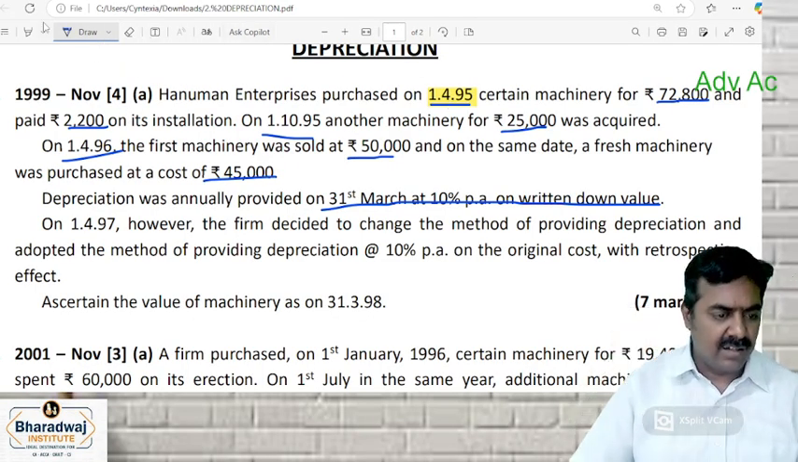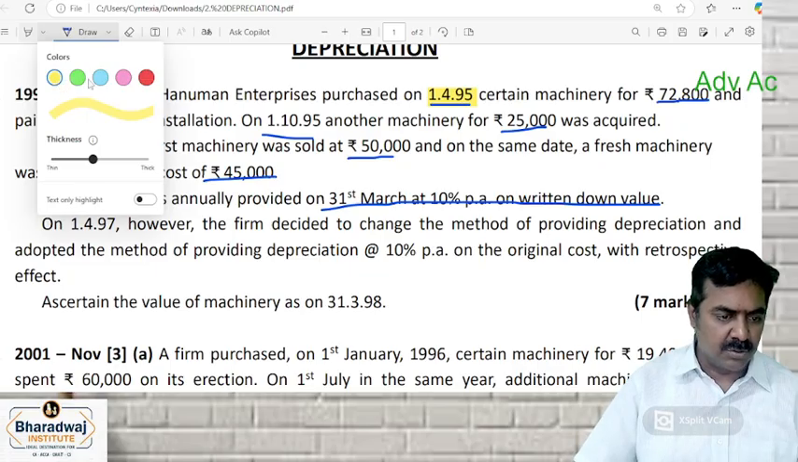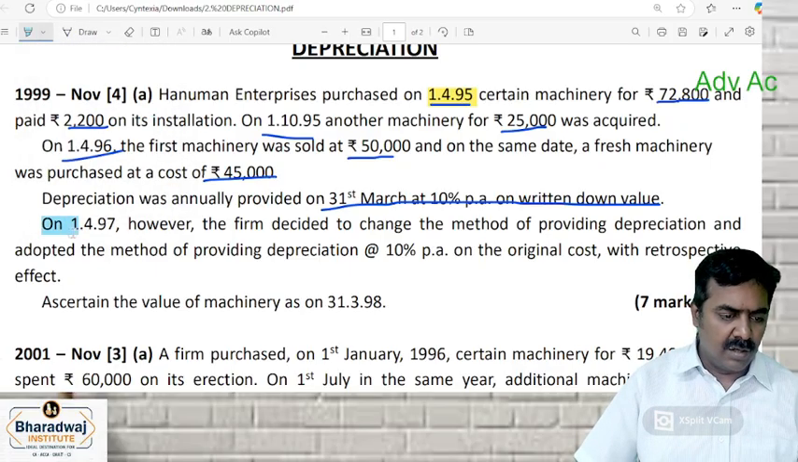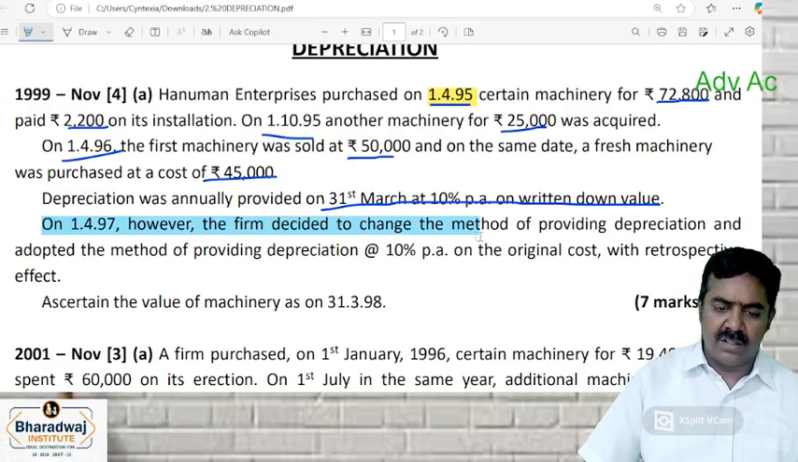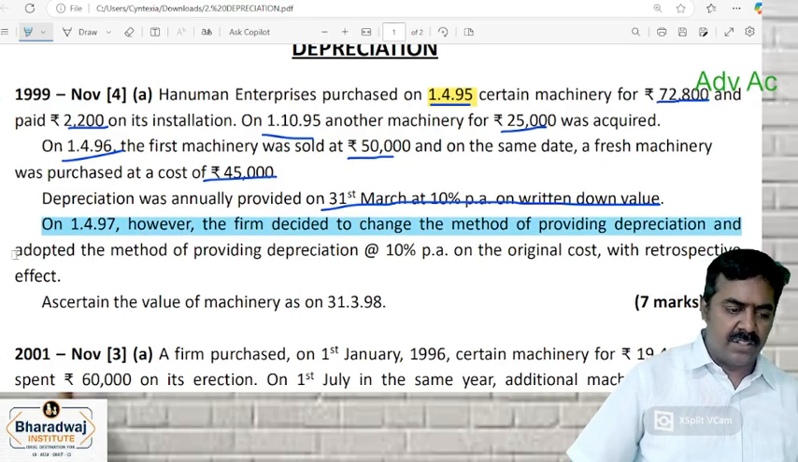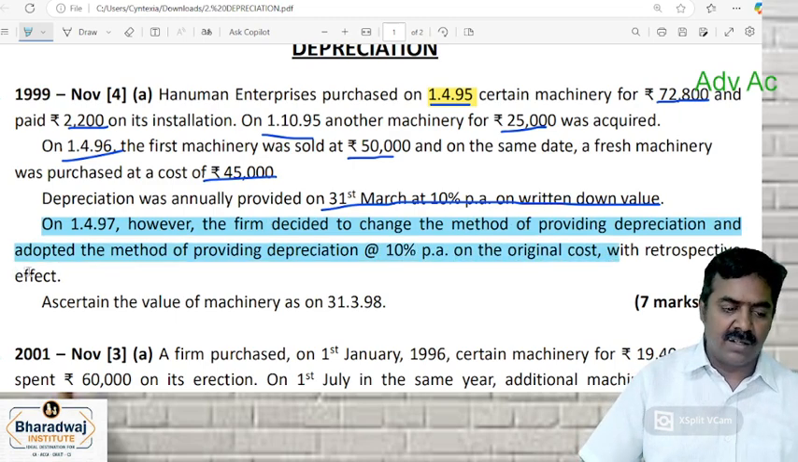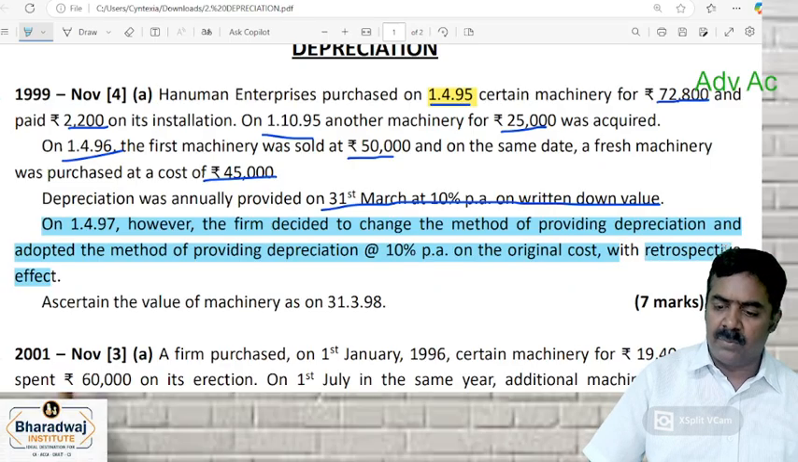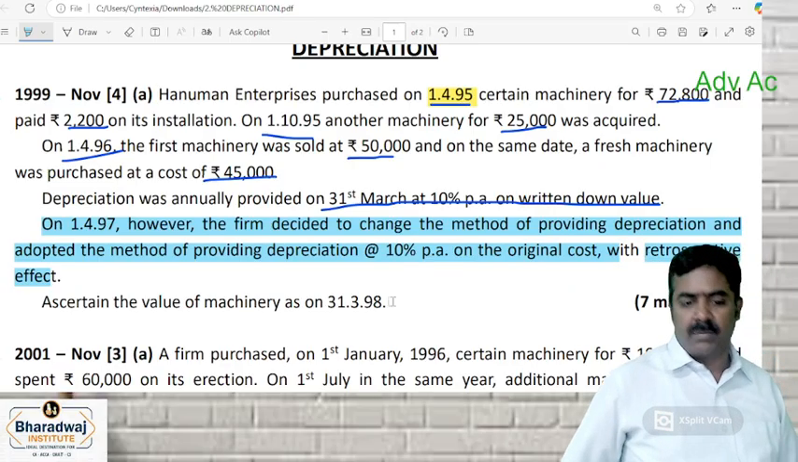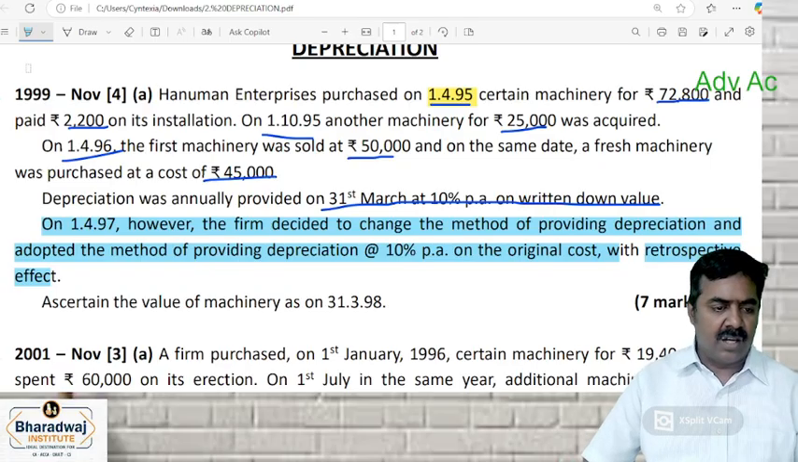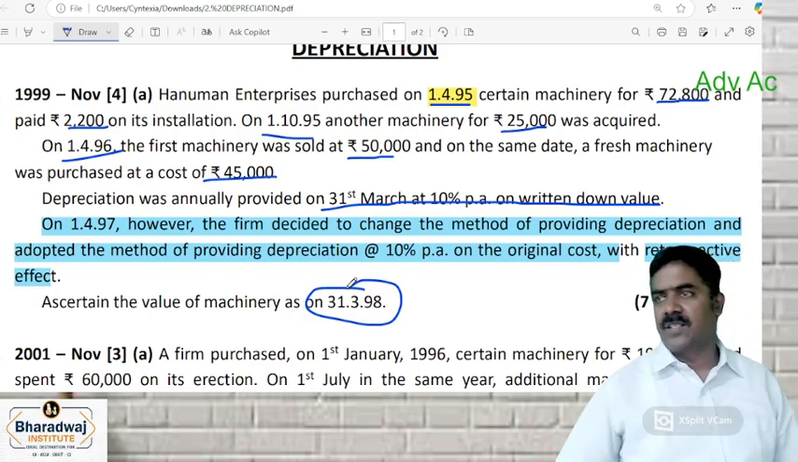Next, read out. On 1497, the firm decided to change the method of depreciation, adopted which one? 10% original cost with retrospective effect, which means from the beginning. They ask you to prepare ledger accounts up to 31st March 98.